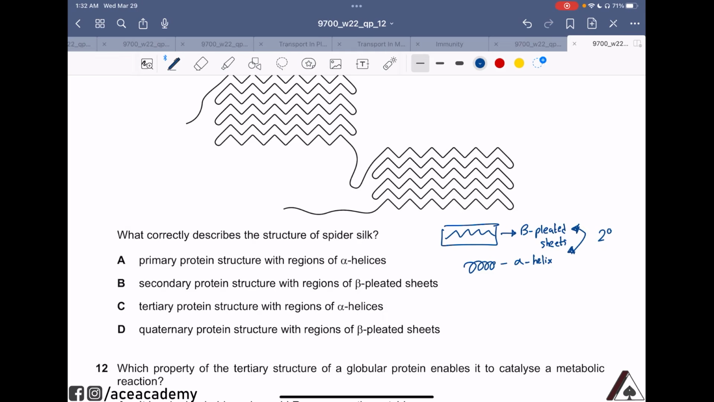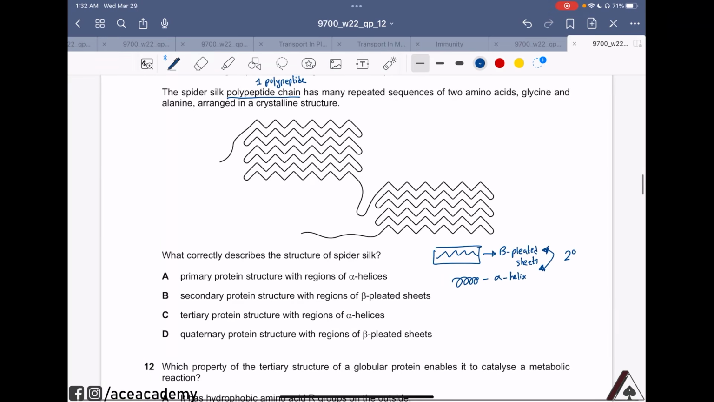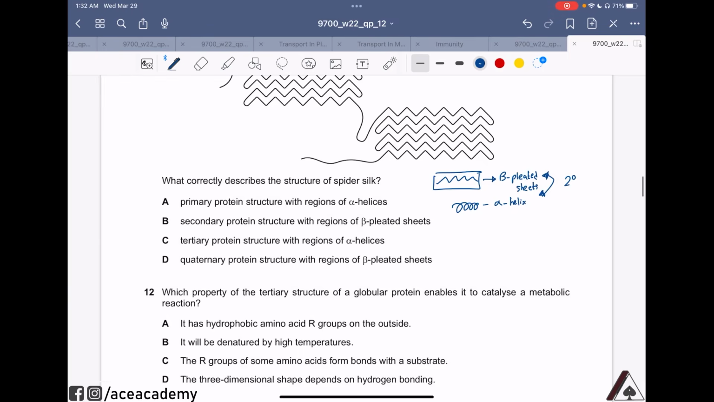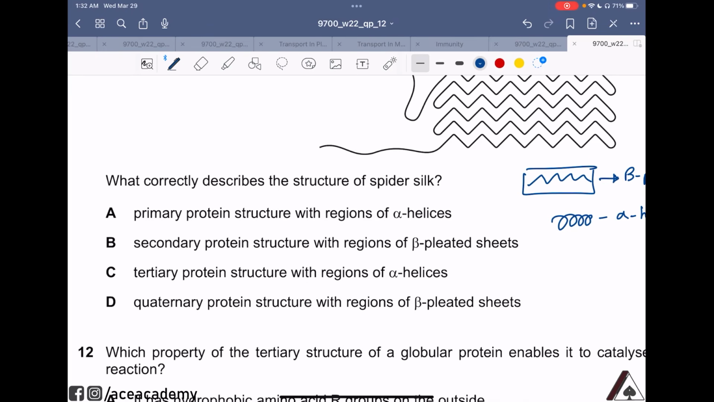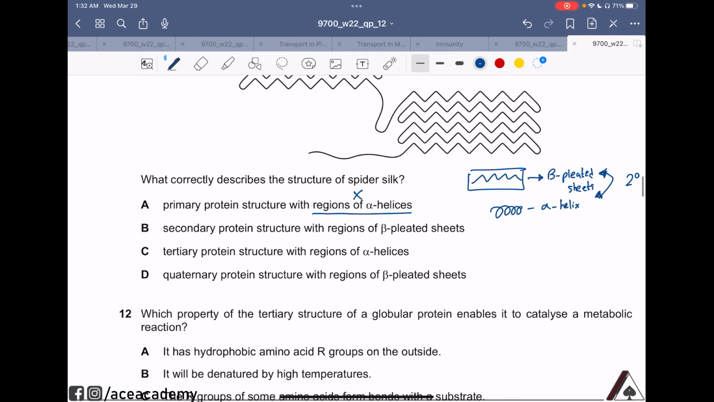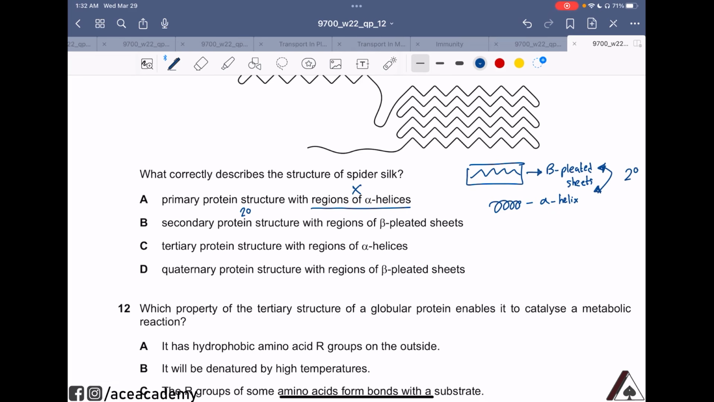Primary protein structure, yes, there is. This can be called a primary protein structure because this MCQ talked about many repeated sequences of two amino acids, glycine and alanine. Then primary protein structure with regions of alpha helices. No, these are beta pleated sheets, so this is incorrect. Secondary structure, this is true, with regions of beta pleated sheets, this is true as well. So B can be correct.